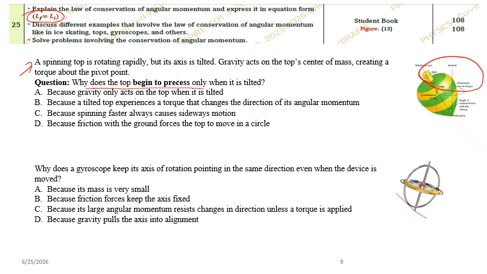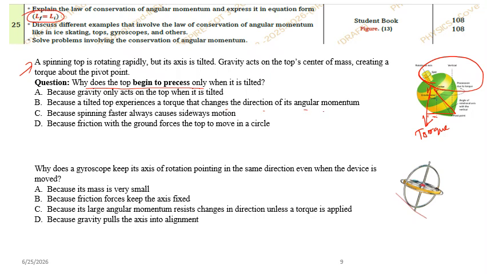So the actual reason, try to understand. When the top is tilted, gravity is acting exactly down in this way. So look, this is the axis of rotation, and this is the radius to the force. So over here we have a torque. See, this torque will create a turning effect. As a result, it will rotate. Okay, so that is the reason behind that. Now, gravity only acts on the top when it is tilted. Okay, and because a tilted top experiences a torque that changes the direction of angular momentum.